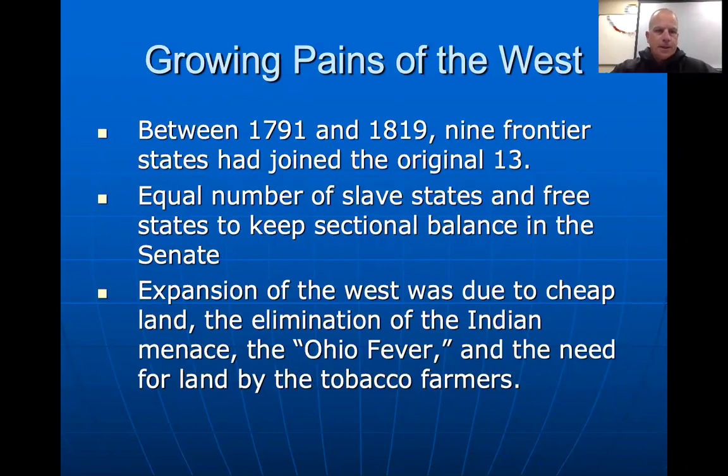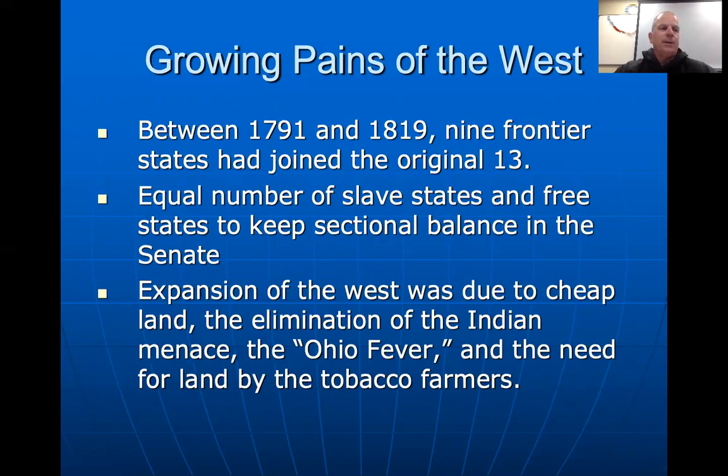Okay, between 1791 and 1819, 9 Western states joined the Union from the original 13. So people were definitely marching west, moving out into that territory. And they were able to purchase land because of the Land Ordinance of 1785.